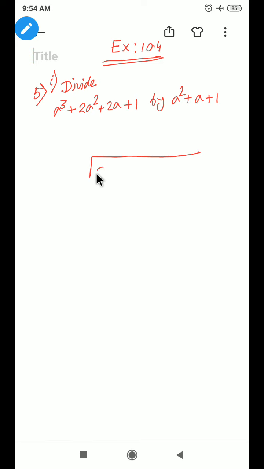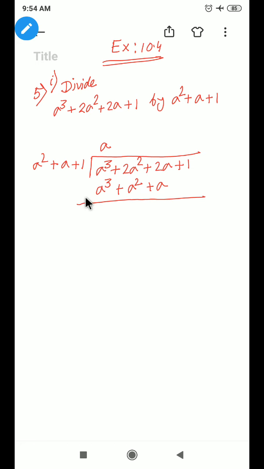So that will be a cube plus 2a square plus 2a plus 1, and here it will be a square plus a plus 1. Which number do you have to multiply with a square to get a cube? That will be nothing but a. So a into a square, this will be a cube. A into a, that will be a square. A into 1, that will be a.